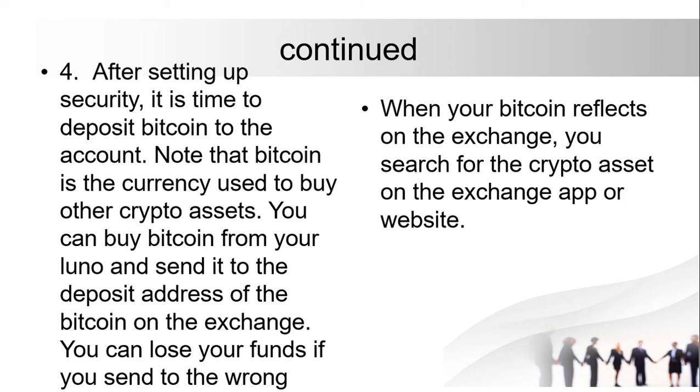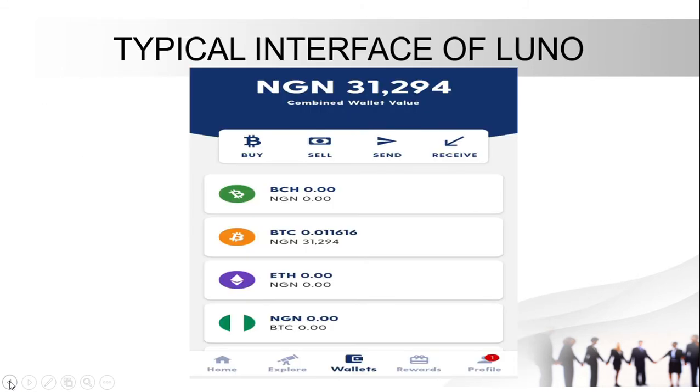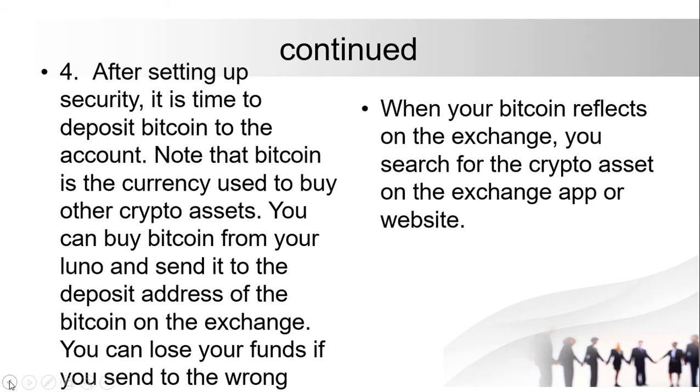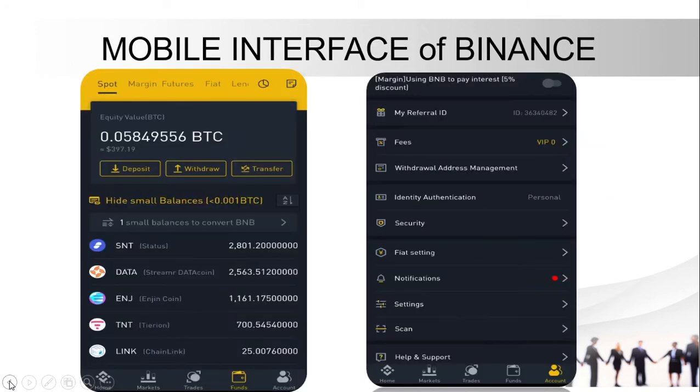When you are done setting up security, you now return to deposit your Bitcoin. You can move it from your Luno to the exchange, whereby you copy the address from the exchange and go to Luno, for example. You click send, put the address there, and put in the amount you want to send to that exchange, so you can start your trading. When your Bitcoin reflects on the exchange, you search for the crypto assets on the exchange app or website. This is a typical interface of a Binance app. When you click deposit, it gives you an address. You can copy that address, paste it into Luno, and send some amount of cryptocurrency here.